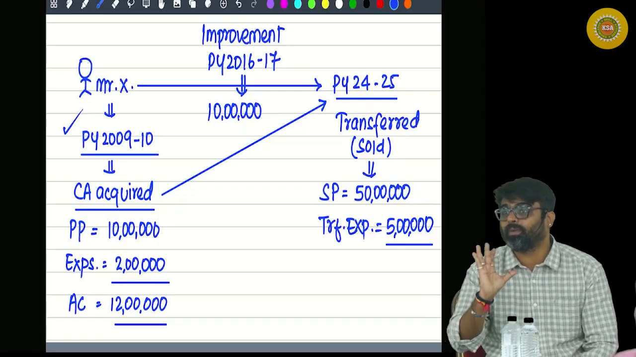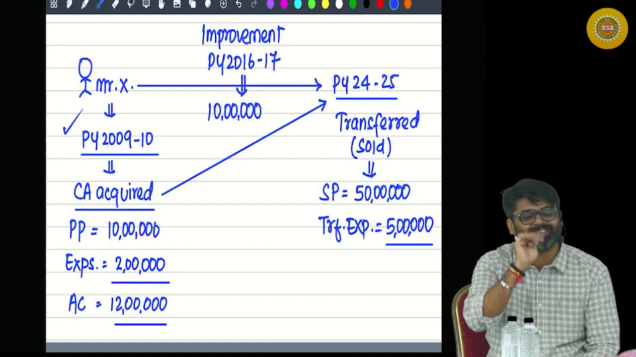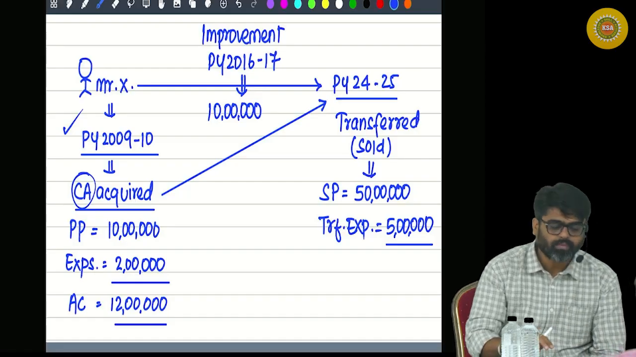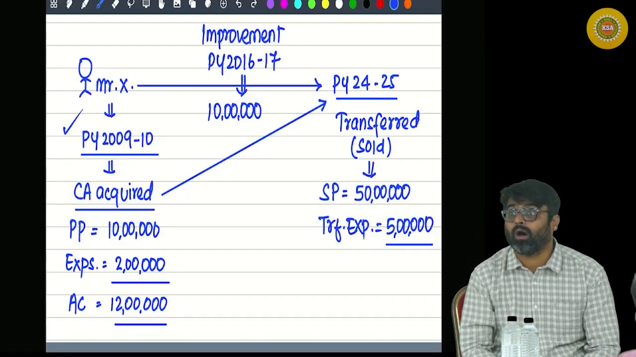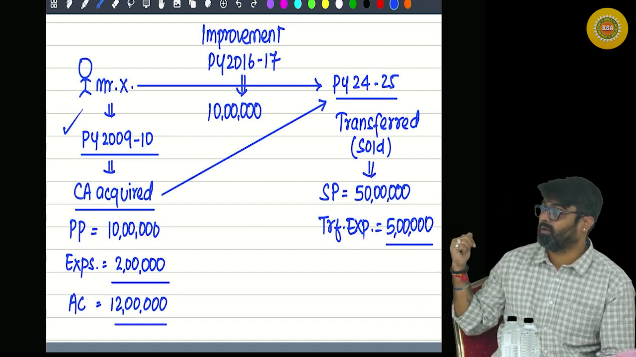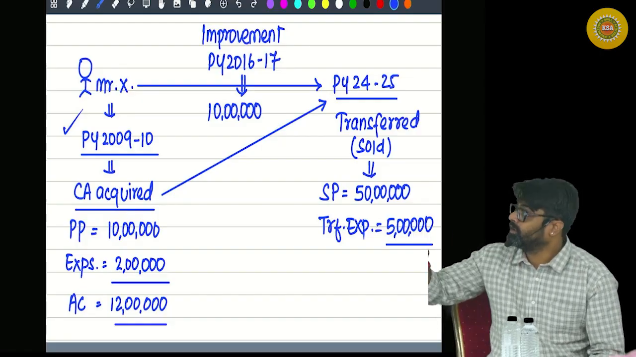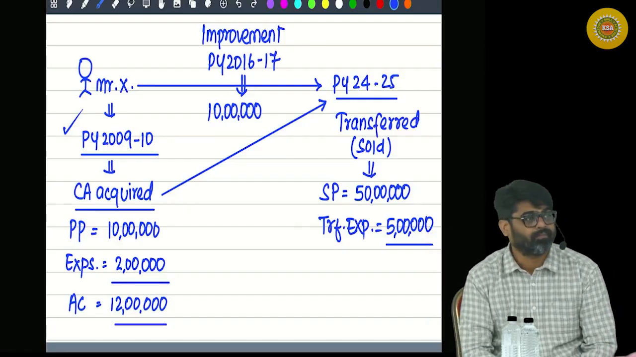Is this period more than 12 months? If those four assets are there, which assets? Listed securities, units of equity oriented mutual fund, or units of UTI. If the capital asset which you are transferring right now was one of these four assets, then how many months are you going to check? Is it more than 12 months? The resulting gain will be long term.